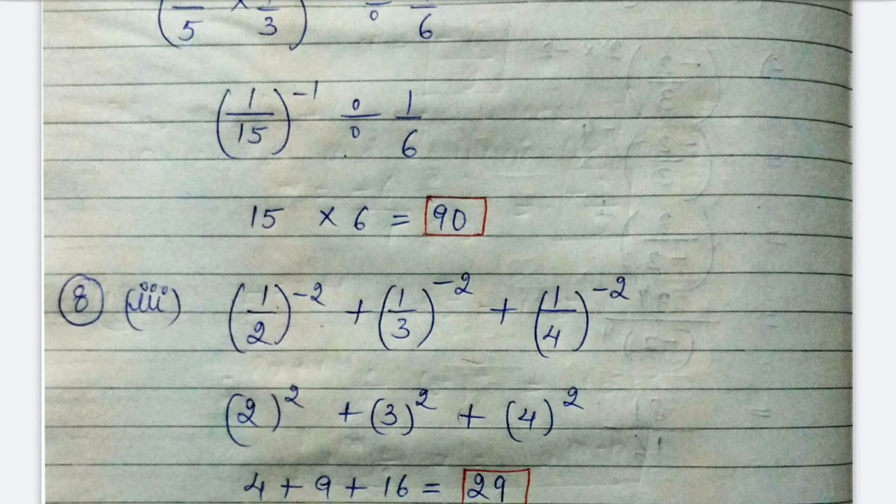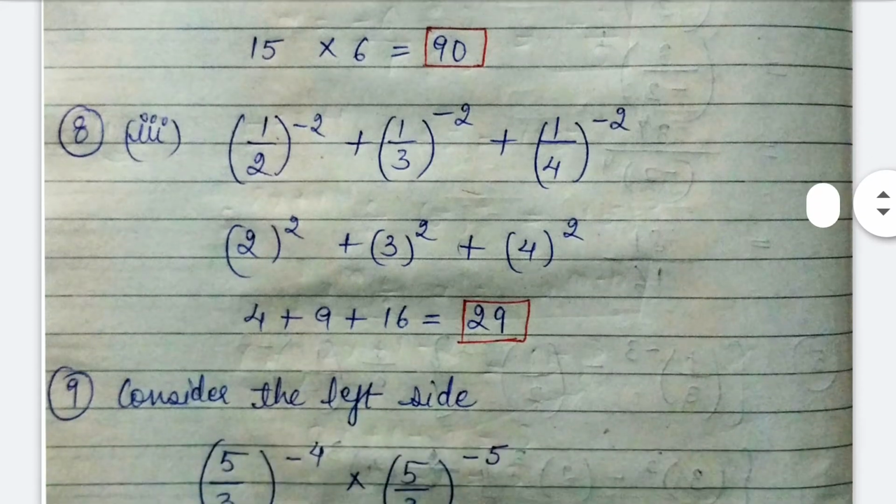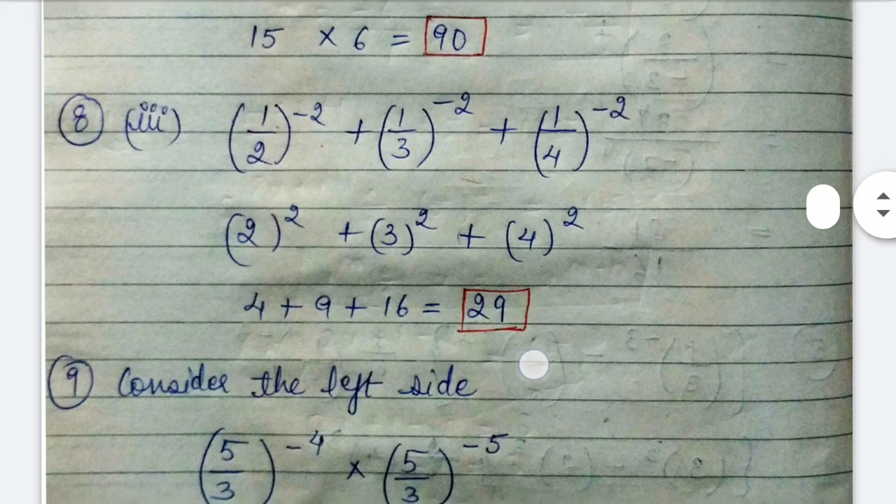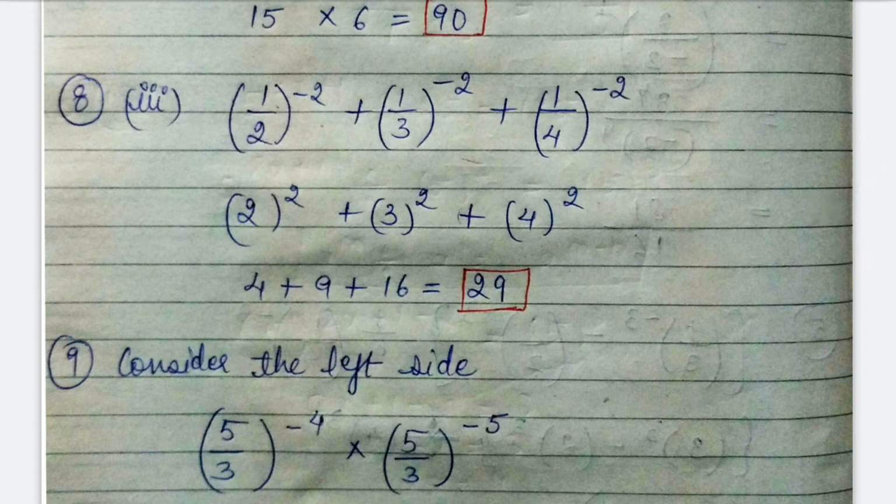1 by 2 to the power minus 2 plus 1 by 3 to the power minus 2 plus 1 by 4 to the power minus 2. It means first we reciprocal the numbers: 2 to the power 2 plus 3 to the power 2 plus 4 to the power 2. By doing the reciprocal of the numbers, the negative powers become positive, right? Now 2 square is your 4, 3 square is your 9 and 4 square is your 16. So by adding all these we get the value 29, right?